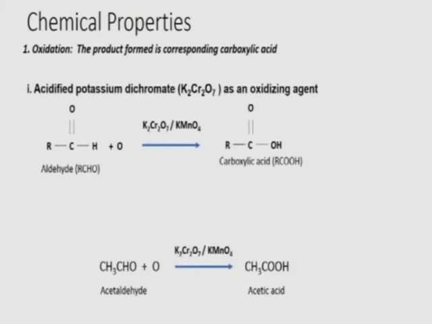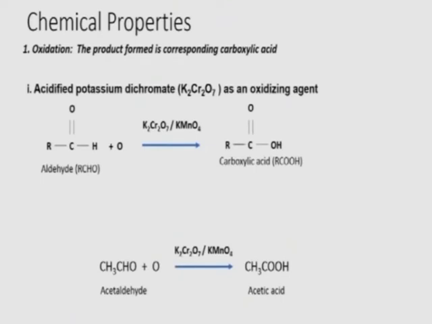Now let's come to chemical properties. Under chemical properties, I'm going to talk about oxidation, reduction, and nucleophilic addition reaction. It is very important to know that whenever an aldehyde undergoes oxidation, it forms the corresponding carboxylic acid. Now first of all, let's see oxidation with potassium dichromate, which acts as a strong oxidizing agent.